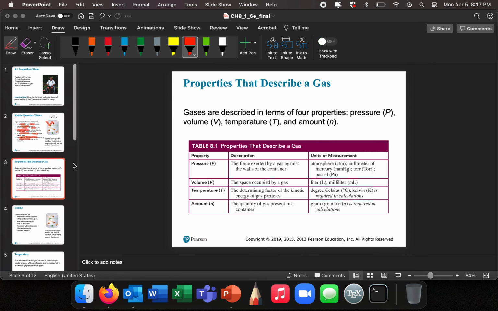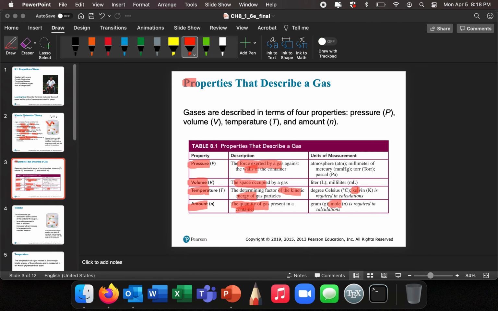All right, so let's talk about now the properties that describe a gas. They are pressure, volume, temperature, and amount. The pressure is the force exerted by the gas on the walls of the container. The volume is easier to understand. It's the space occupied by the gas. The temperature is the determining factor for the kinetic energy of the particles, how fast they're going. And the amount is also easy to appreciate. It's just the amount of gas that you have present. We're usually going to measure amount in terms of moles.